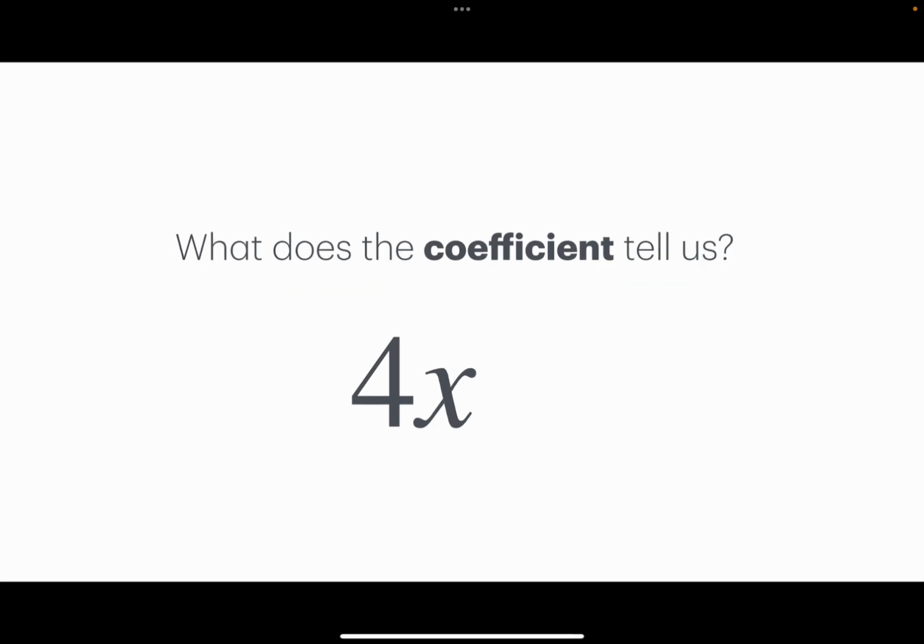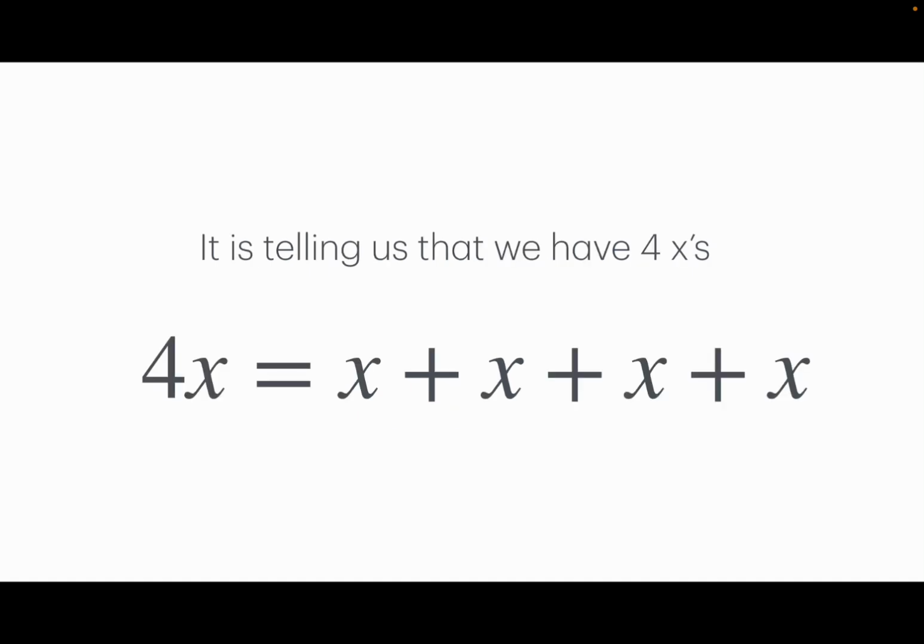So what does the coefficient here tell us? The coefficient's the 4. It goes to the left of the variable. And what is it that it's telling us? Well, it's telling us that we have 4 x's. So instead of writing x plus x plus x plus x, if we have 4 x's, we're just going to write it as 4x. So the coefficient here tells us how many of the variable we have, and those are being added together.